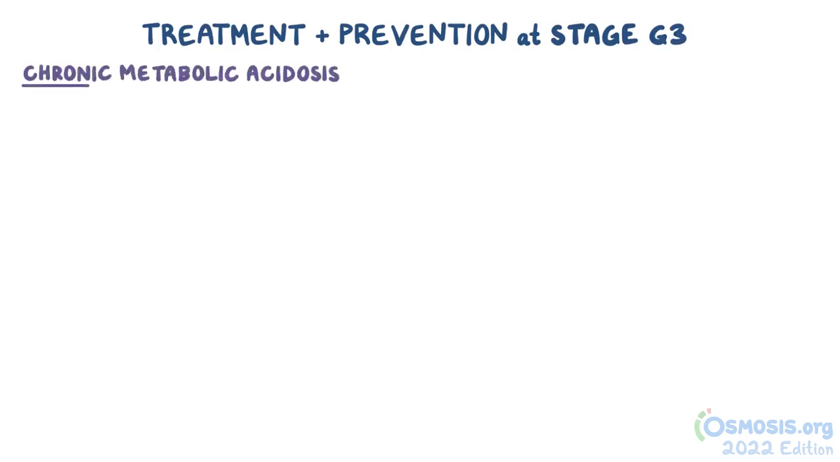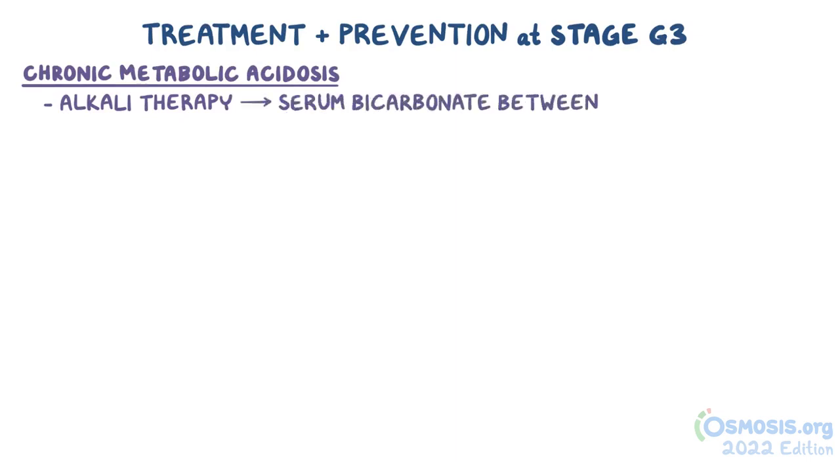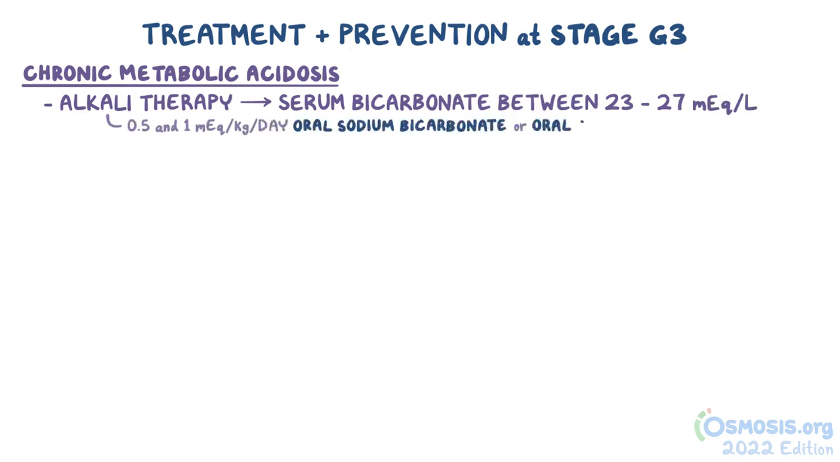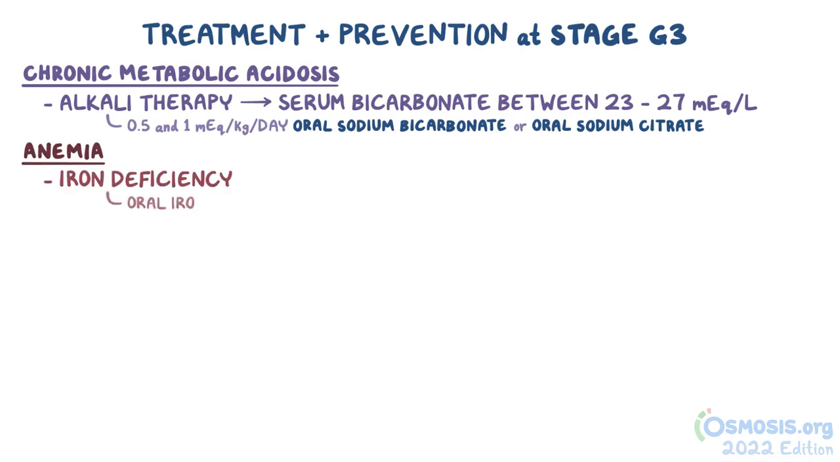Next, there's treatment and prevention of complications, which begin to appear in individuals at stage G3. In individuals with chronic metabolic acidosis, alkali therapy is used to keep the serum bicarbonate between 23 to 27 milliequivalents per liter. Between 0.5 and 1 milliequivalents per kilogram per day of oral sodium bicarbonate or oral sodium citrate is given daily. Treatment of anemia depends on the cause. If there's also iron deficiency, then oral iron supplements are given, which can be taken with orange juice, which is slightly acidic and can help absorption.